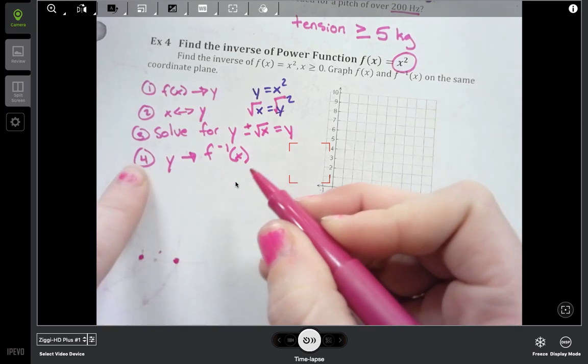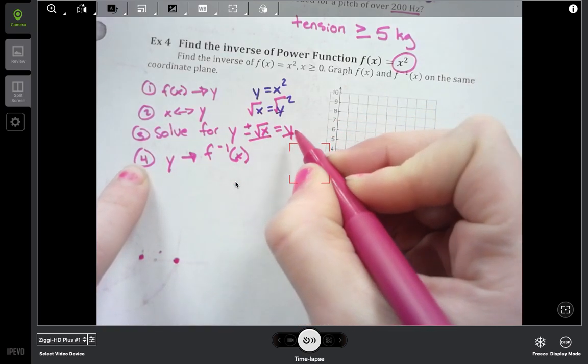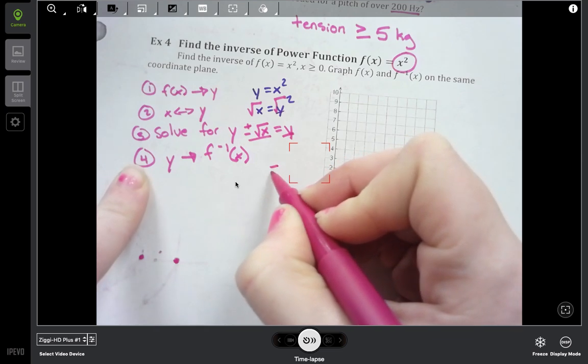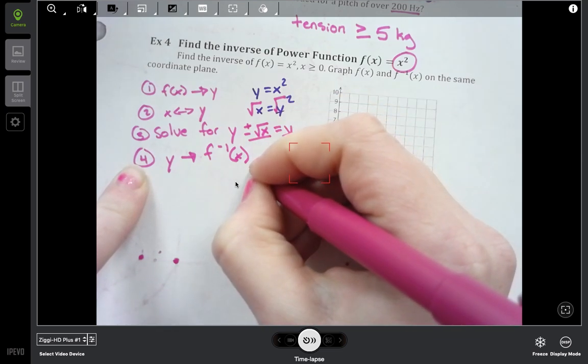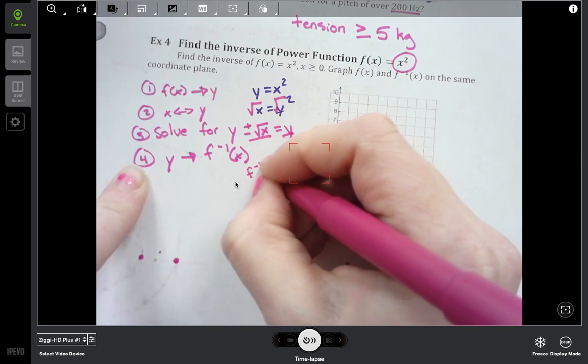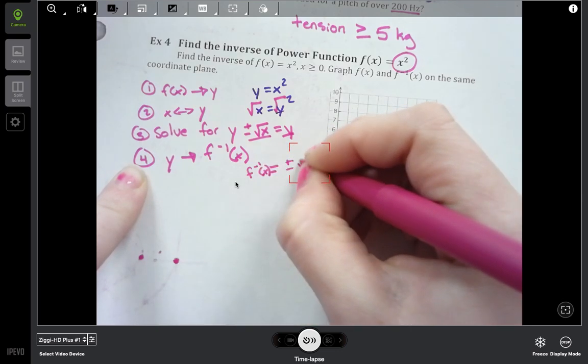All right. And then step number 4, I'm going to flip these two around. I don't like the y being on this side, so I'm going to flip the y to this side, but then I'm going to rename him as f inverse of x, and then this is plus and minus the square root of x.